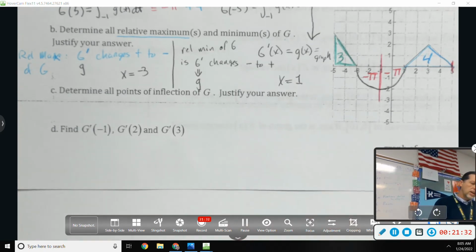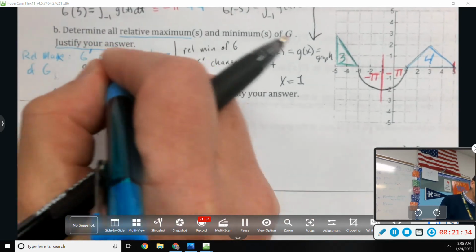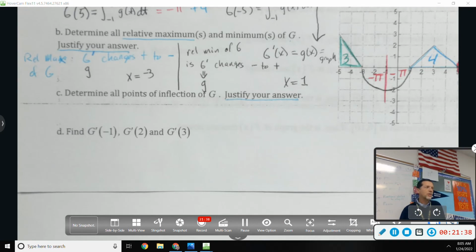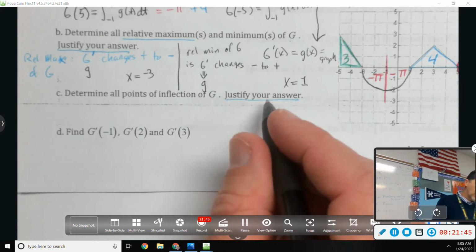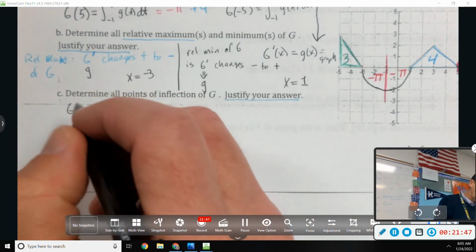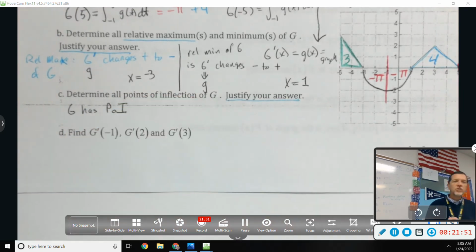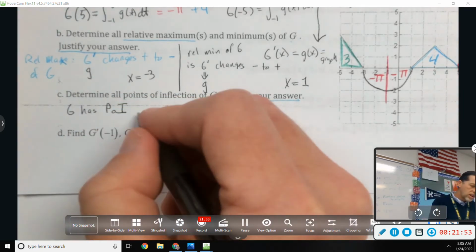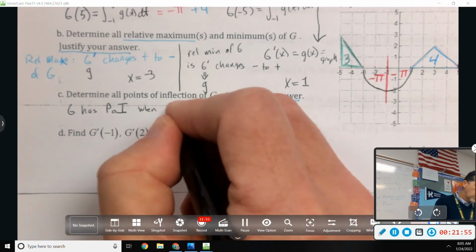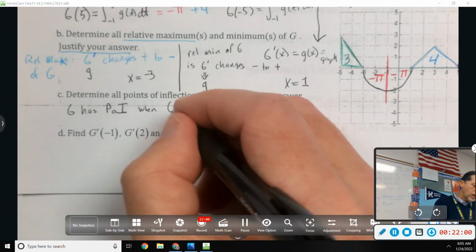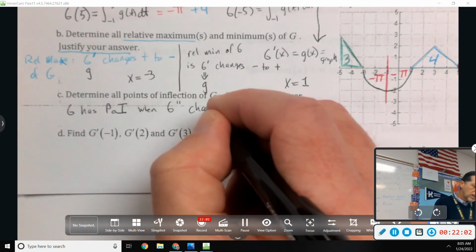Again, I've said this before, haven't said it in a while, but I always like justifying your answer first because it tells you what to look for. Part C, determine all points of inflection of G. Justify your answer. Well, justify first. G has a POI. So regardless of this particular example, G has a POI when G double prime changes signs.